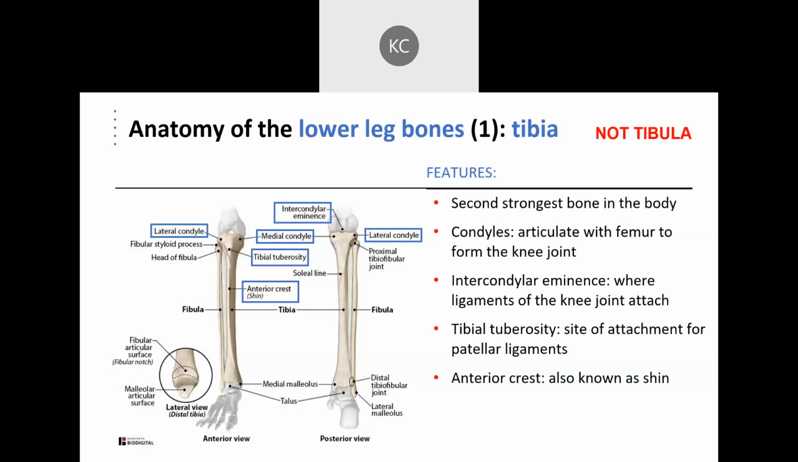All right, if we continue on, you get the anterior crest. The anterior crest is just our shin, the anterior border of the tibia. And then you get the soleal line.